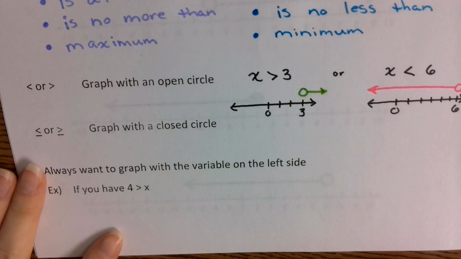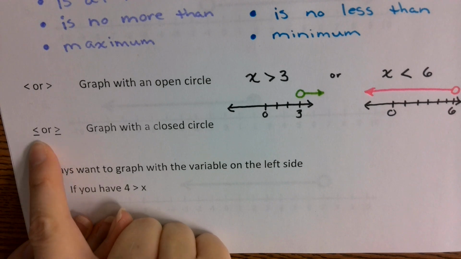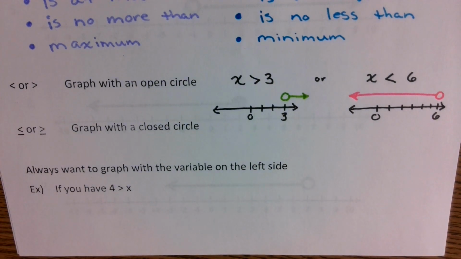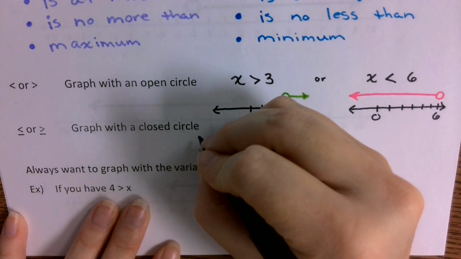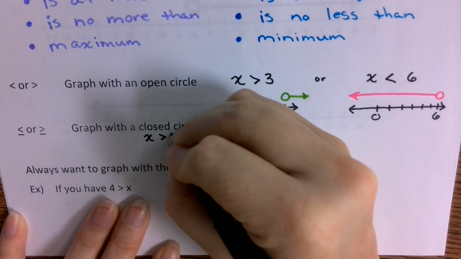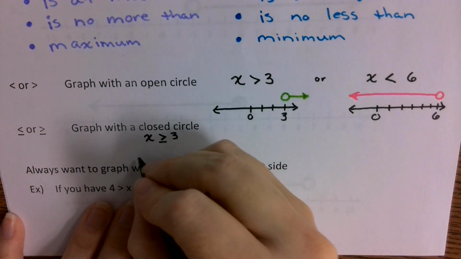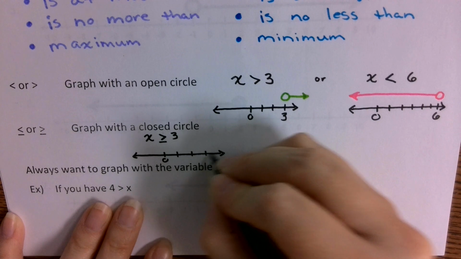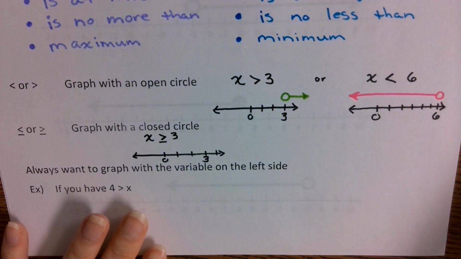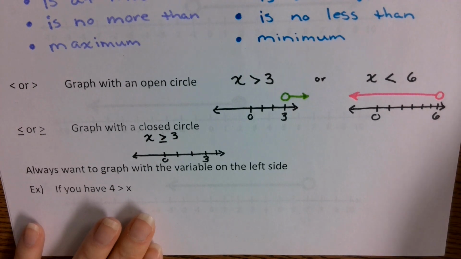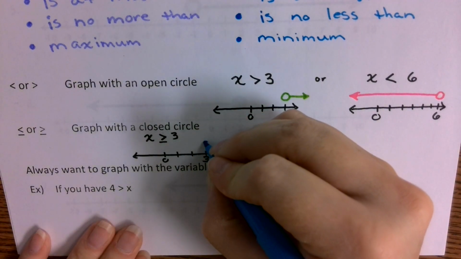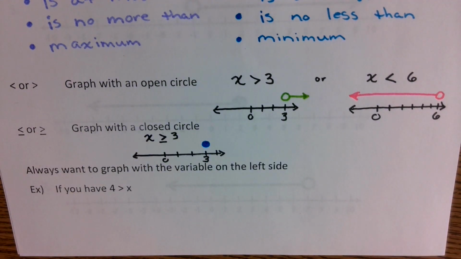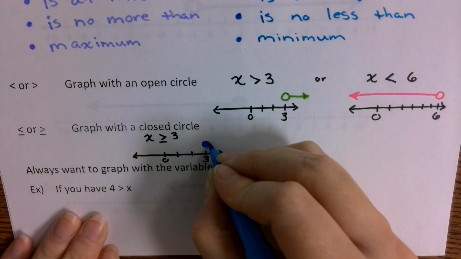Okay, with less than or equal to, and greater than or equal to, those circles would then become closed. That means that you would fill them in. So if I have x is greater than or equal to 3, then I'm going to go ahead and do a closed circle above the 3. So I'm going to draw a circle above the 3, and I'm going to fill it in, because that means I'm starting and I'm including the value 3, and then I go to the right.